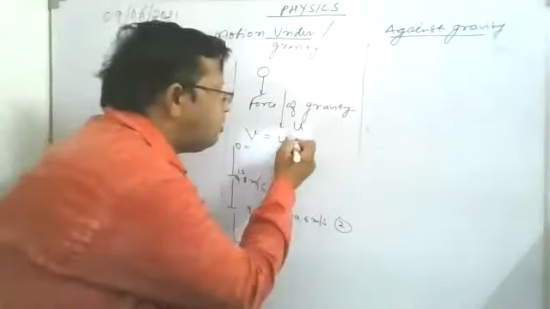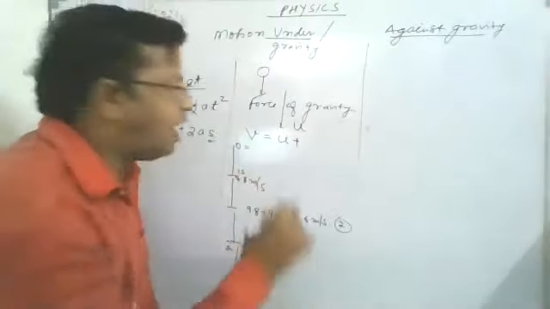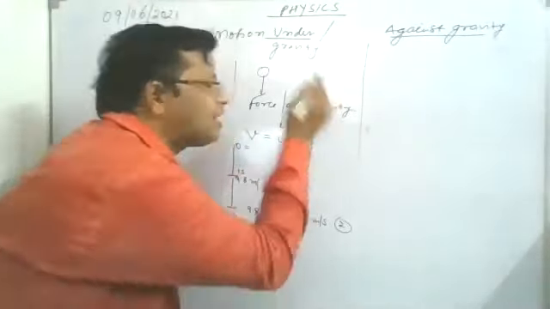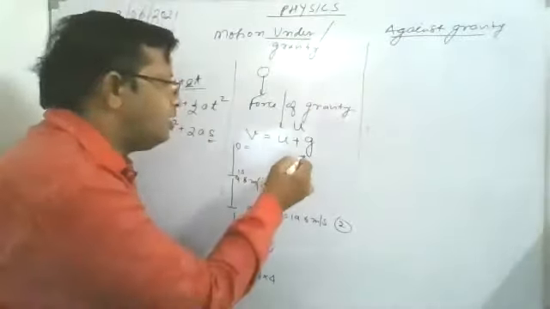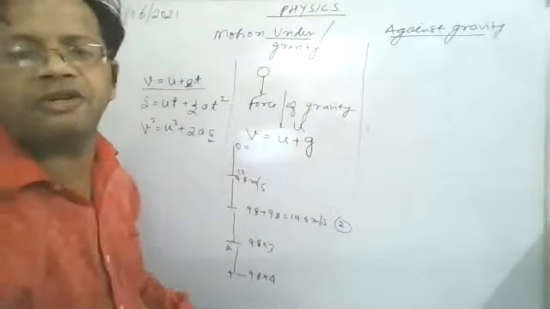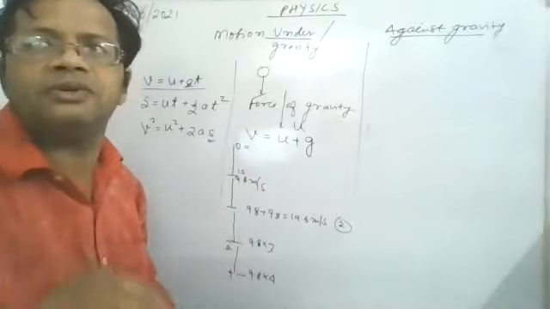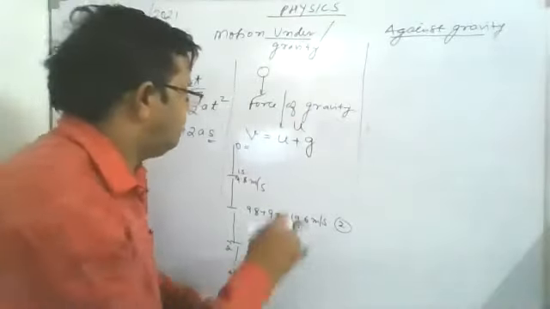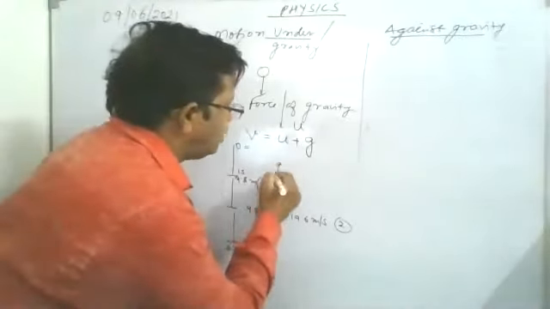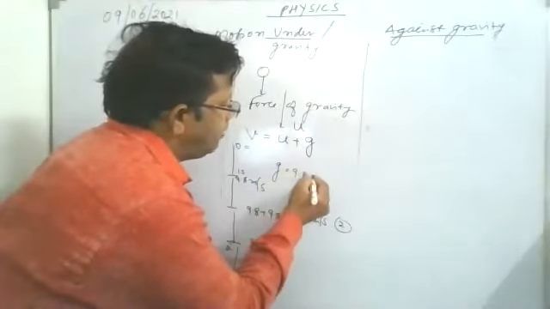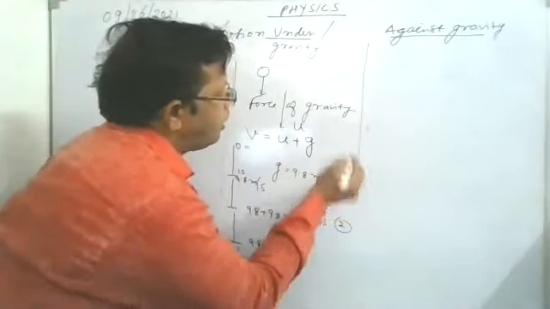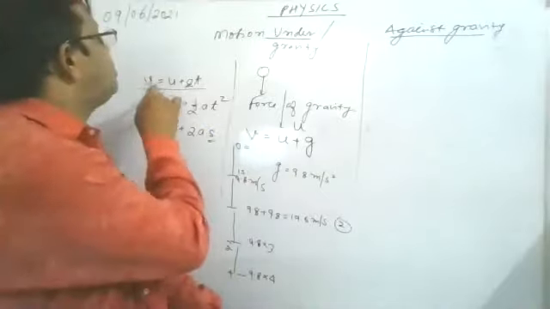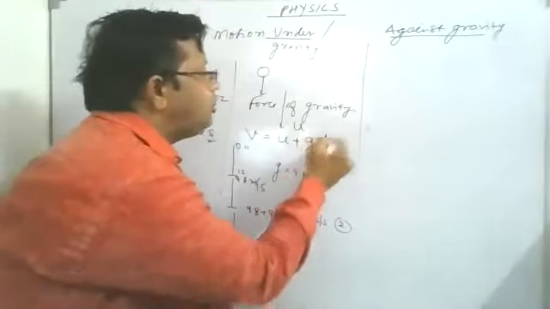That's why the plus sign is there, and that fixed increase in velocity is called acceleration due to gravity. The fixed amount of increase in velocity is called acceleration due to gravity, and the value of g is 9.8 meters per second square. So the first equation becomes v is equal to u plus gt.